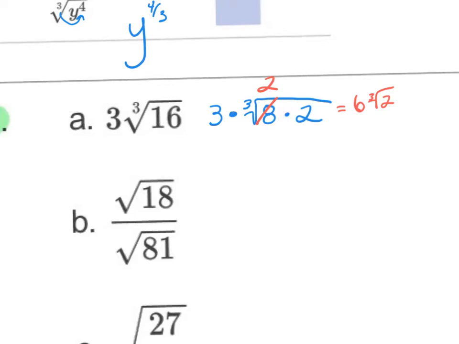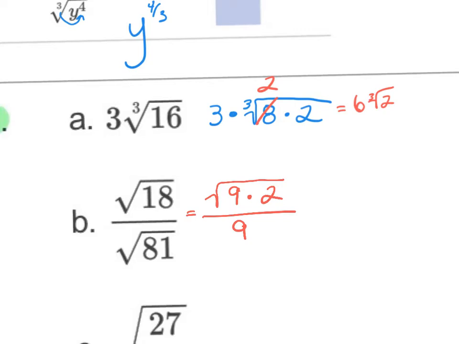So in B, look at each radical separately. Square root of 18. Do we know the square root of 18? No. But can I break 18 up into a perfect square and a non-perfect square? 9 and 2. Agreed. Can I break the square root of 81 into something? 9 and 9. All right, so just 9. The square root of 81 is 9.